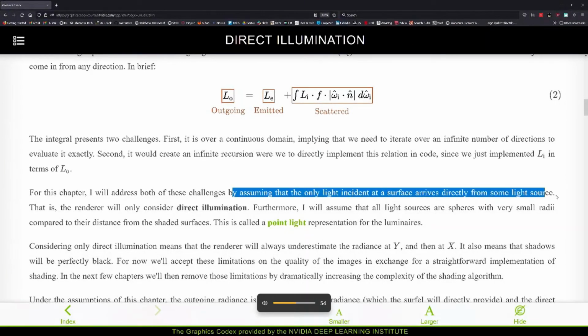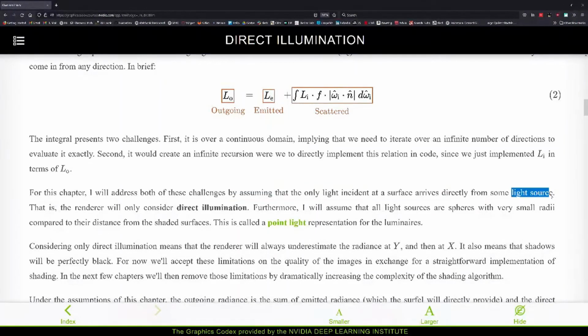So we're assuming away non-direct illumination by stating that the only incident light has to come from a light source, meaning our integral goes from a continuous domain to an extremely discrete one where the domain is only the directions toward the light emitters in the scene. Now that doesn't mean it's all point lights. I believe this model could accomplish spherical lights, but yeah, okay. Very small radii?